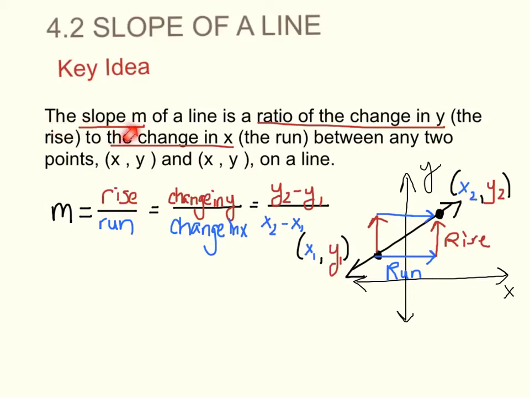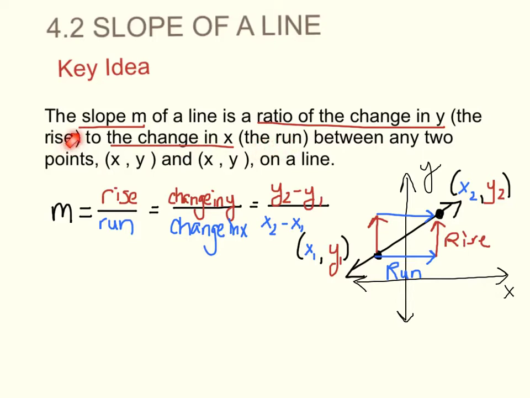The slope, M. M is the letter that means slope. The slope of a line. Now slope just means slant. It's how high up or how much something falls. It's like an incline or a decline. A slope of a line is a ratio, which means it's a fraction, of the change in y, which is called the rise, to the change in x, which is called the run.